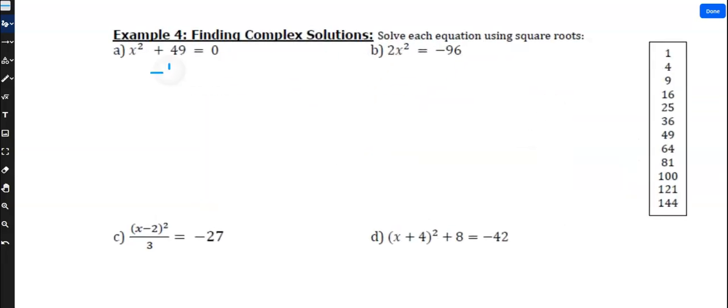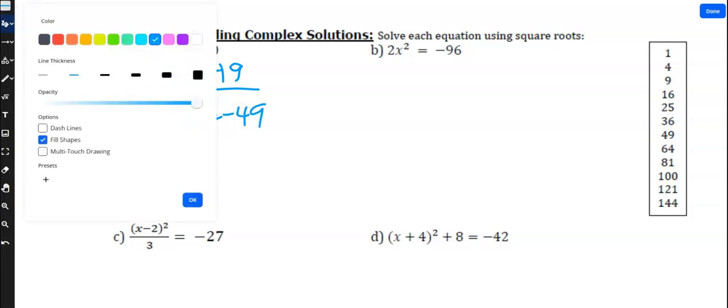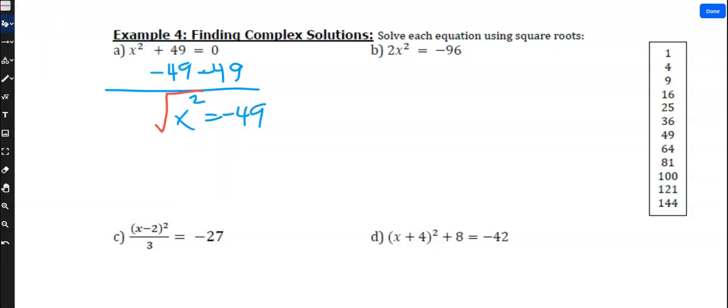All right, so subtract 49, and we get x squared equals negative 49. Take the square root. x equals plus and minus 7i.